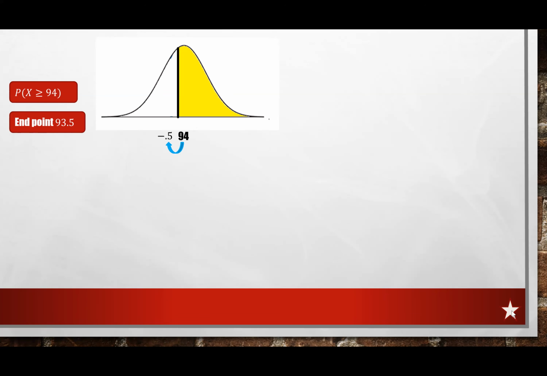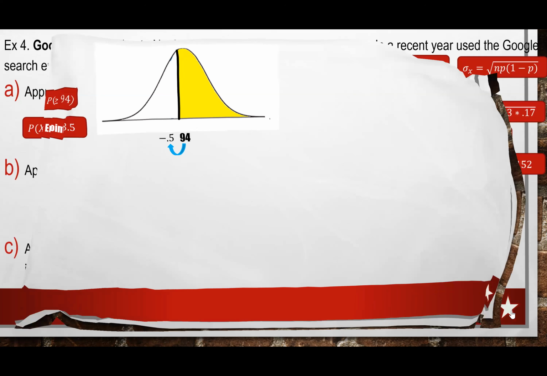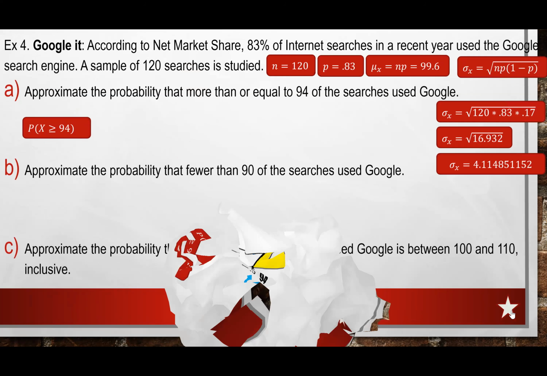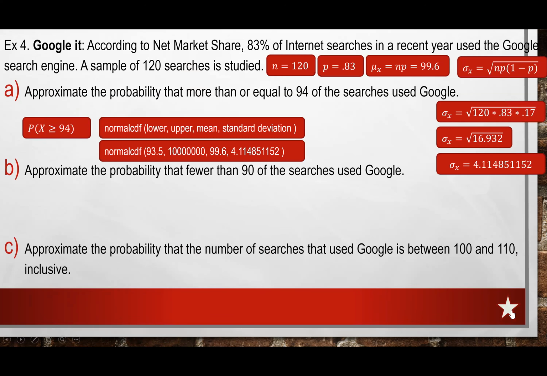And again, this is what we have. We put it in. We use our lower limit 93.5, my upper limit some humongous number, my mean 99.6, and my standard deviation 4.11485115. And again, this is the probability based on this item. We approximate them.